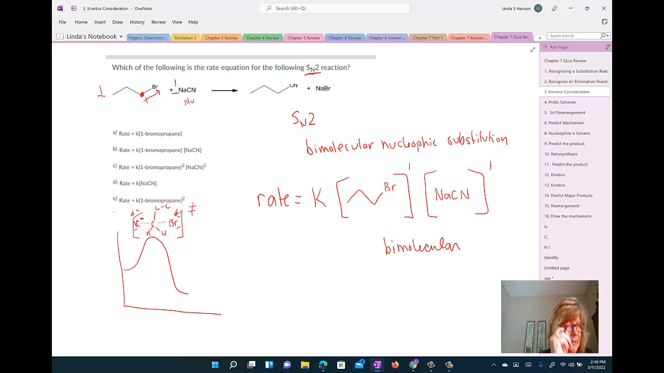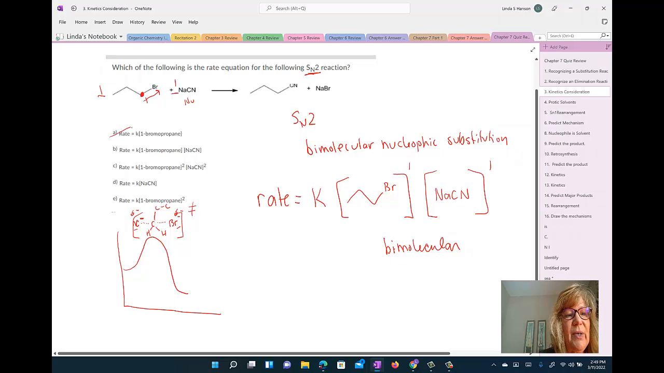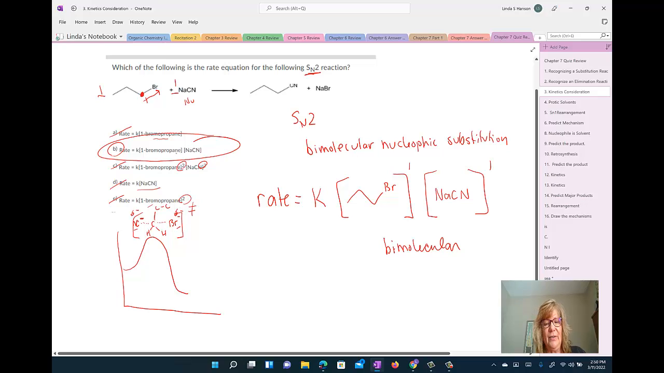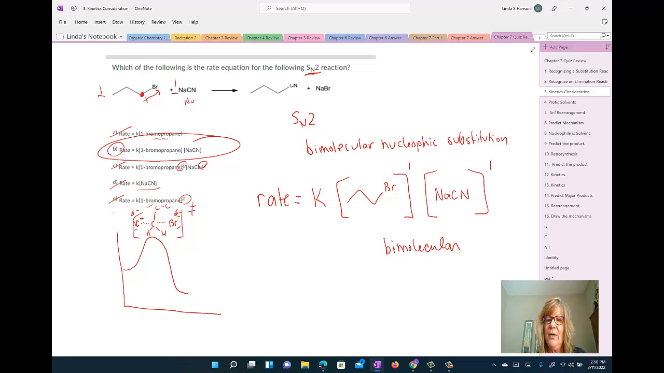So our first choice, which one is the rate equation for an SN2? I can toss out choice A because it only represents one of the reactants. I like choice B, but we'll keep looking. Let's see. Choice C, no, they're not second power. Choice D, only one of the reactants. And choice E makes no sense either, one reactant that's squared. So the one that actually matches an SN2 is a bimolecular collision between the substrate, 1-bromopropane, and the nucleophile, sodium cyanide. Great.